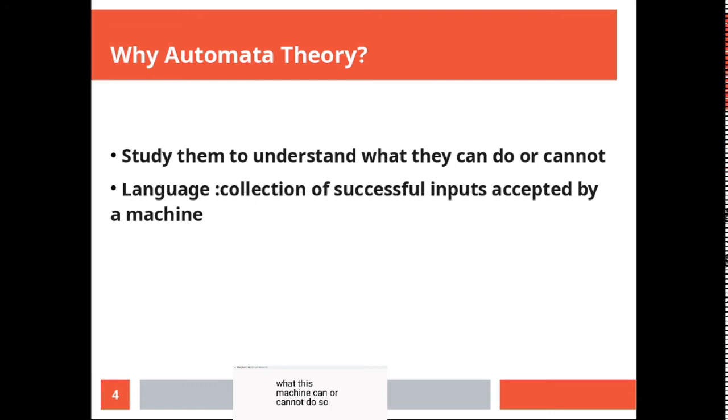So a language will be a collection of such successful inputs. It will be a set of words, or a set of those inputs, which a particular machine can accept. Automata theory will first help you build those mathematical models, then help you find out what these models or machines can or cannot do, then help you define a language, which is a collection of successful inputs or words that a particular machine can accept. We'll learn more about it later.